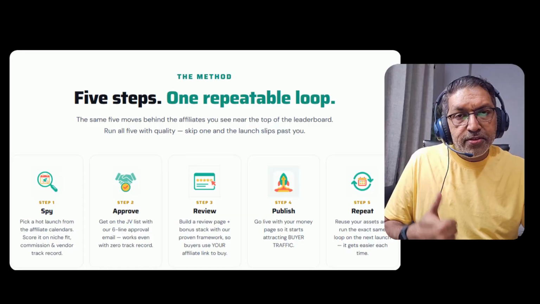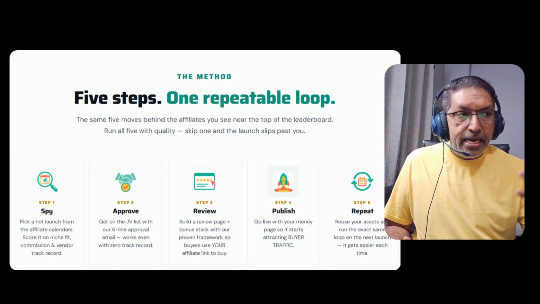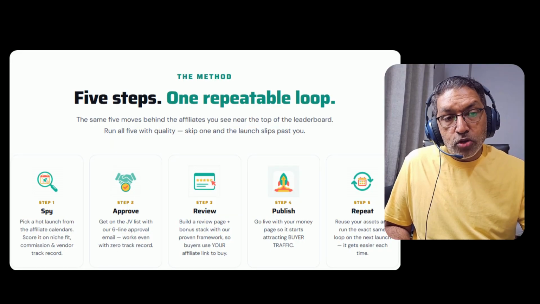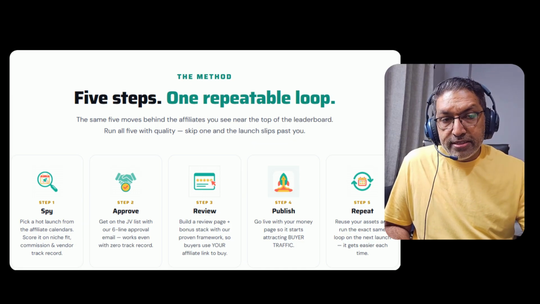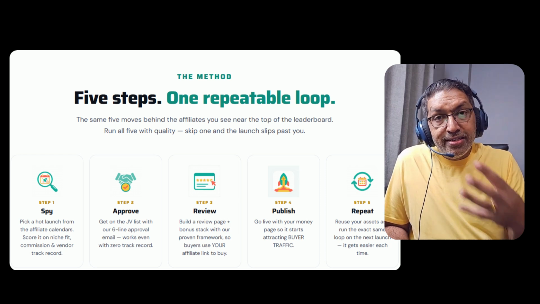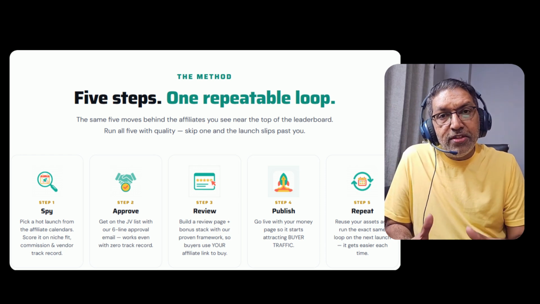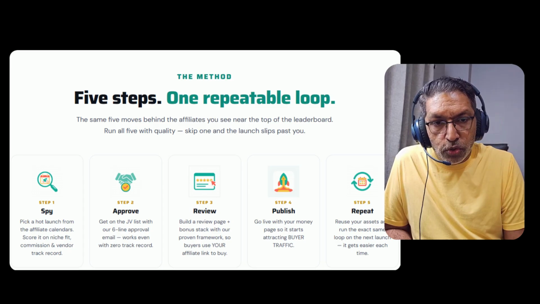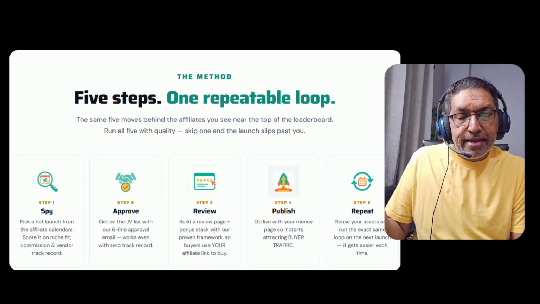So how does Launchjacker AI work? It is simple. Phase 1 is find and research. You pick an upcoming launch on maybe Warrior Plus or JVZoo and get approved as an affiliate. Then you use the system's research framework to understand the product and brief the AI on how your review page should look. Phase 2 is build and go live.